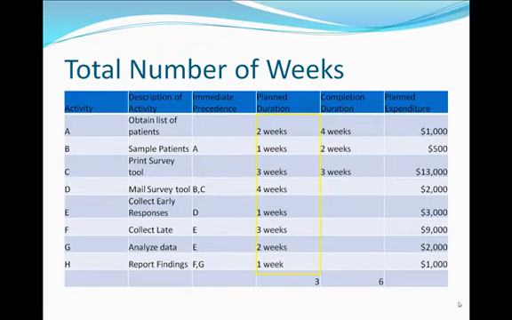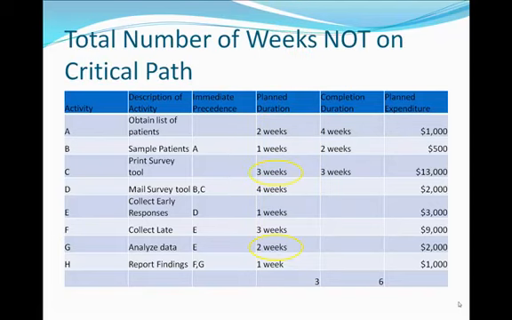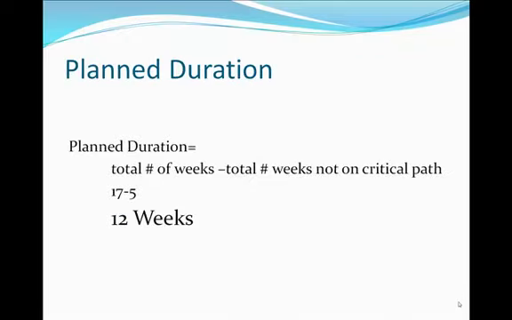The total number of weeks can be found by adding all of the values found in this yellow box. The total number of weeks is 17. As activities C and G do not lie on the critical path, the sum of their weeks will be subtracted from the total weeks. 3 weeks plus 2 weeks equals 5 weeks, not included in the critical path. Therefore, we can calculate that the planned duration is 17 weeks minus 5 weeks, not included in the critical path. The planned duration of the project is 12 weeks.